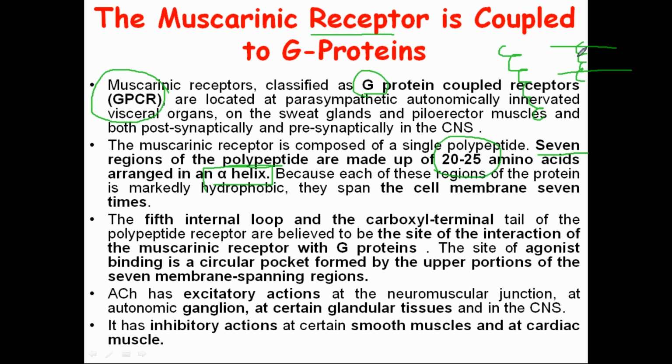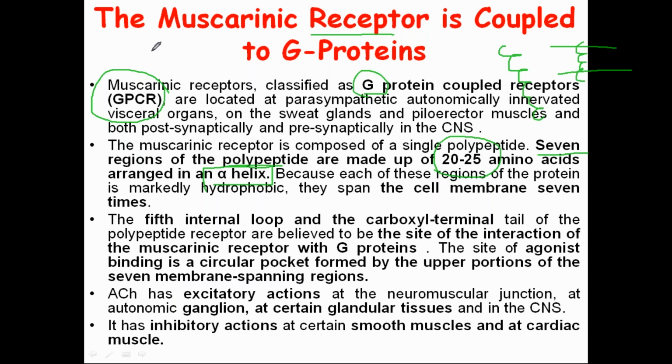Fine. So this structure is made up of around 20 to 25 amino acids. One more thing you have to remember is that the nicotinic receptor is always excitatory. It will always fire a neuron. Always. Nicotinic cannot go into an inhibitory function.